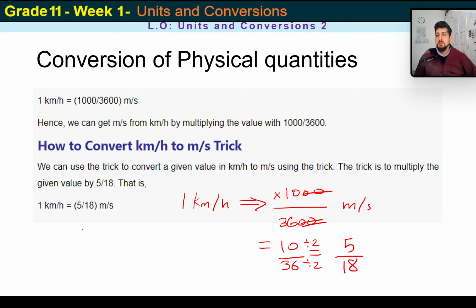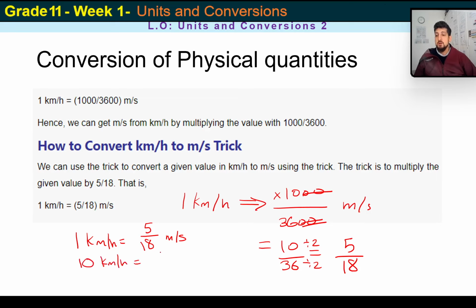It means if I have 1 kilometer, I have 1 kilometer is equal to 5 over 18 meters per second. 1 kilometer per hour, sorry. 1 kilometer per hour equals 5 over 18 meters per second. Really? Yes. So what about 10 kilometers per hour?